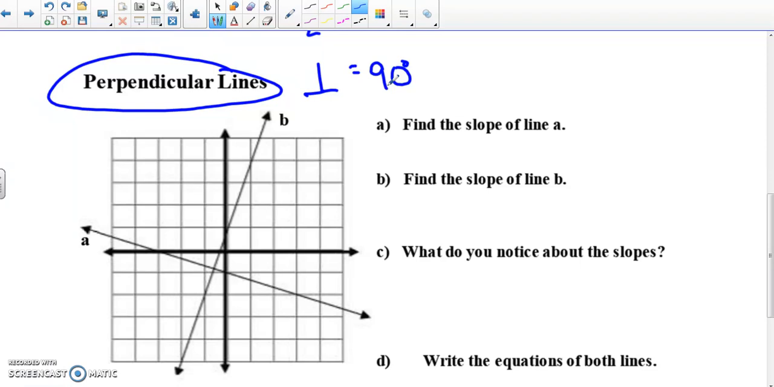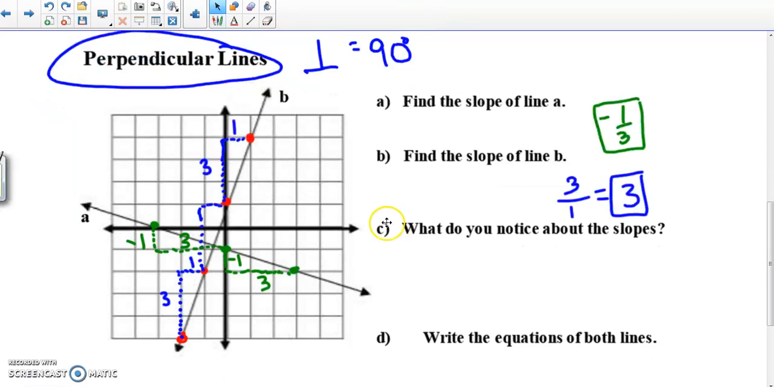So this, I think, is something new for you. So I'm going to pause again. I want you to count the rise over the run and see if you can figure out a pattern here for these perpendicular lines. So go ahead and do that now. All right, so check your work. Hopefully you got, for the slope of line A, negative 1 over 3. And for the slope of line B, 3 over 1, which reduces down to 3.